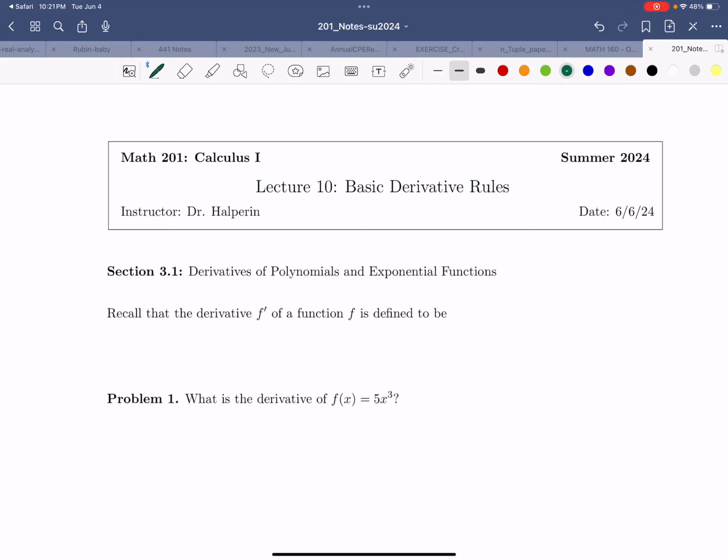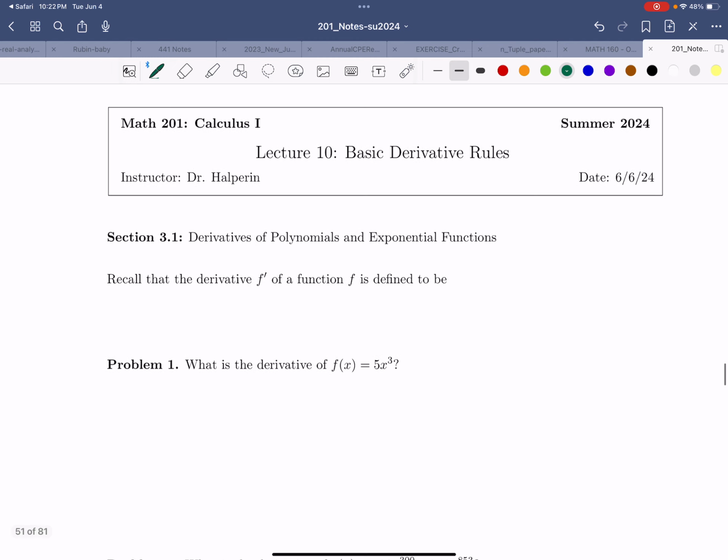Let's start chapter 3. We spent a lot of time using the limit definition of the derivative to find the derivative of a function at a point or just in general. But it took a long time and it was pretty tricky sometimes. So let's see if we can find some shortcuts to make these problems a little easier and a little shorter.